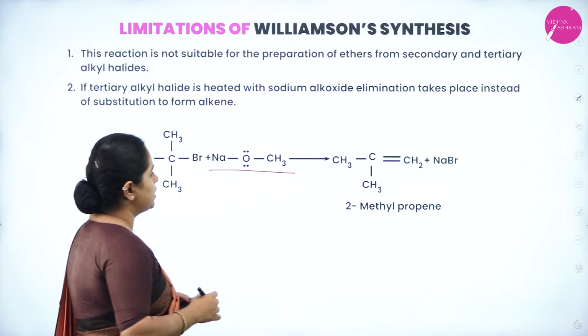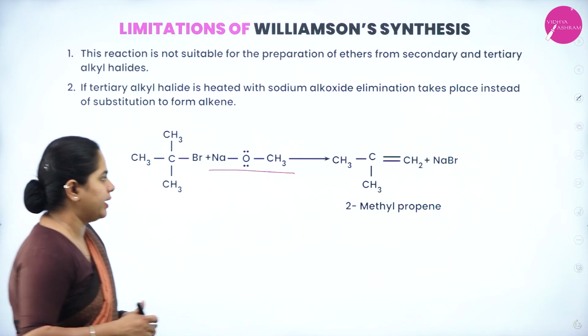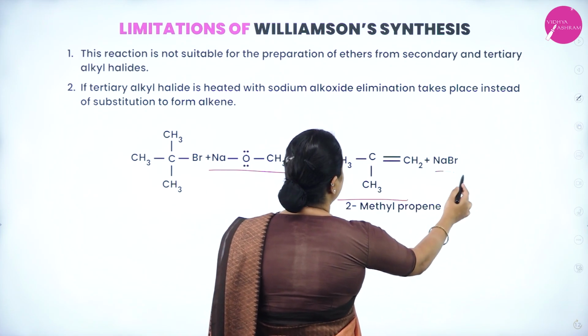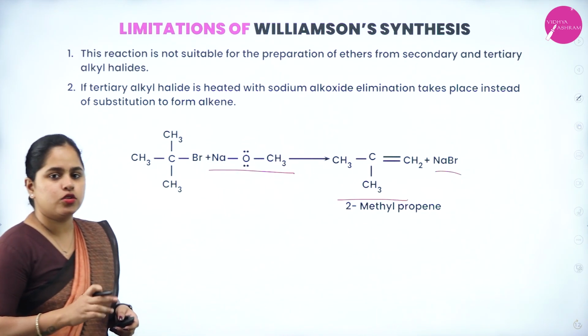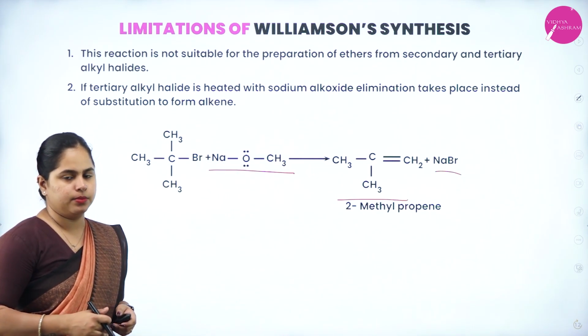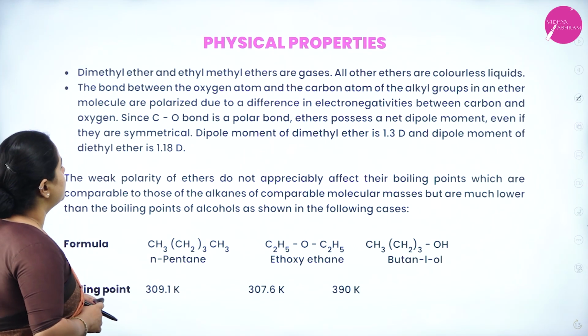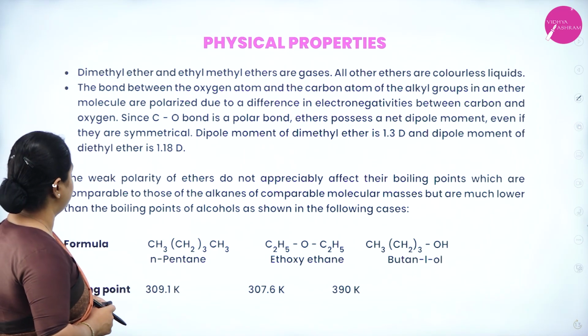So now what happens? Elimination of hydrogen will take place and you will get an alkene, and sodium bromide will be eliminated. So there won't be formation of ether here. I hope it is clear, right? Now moving on to the physical properties of ethers.